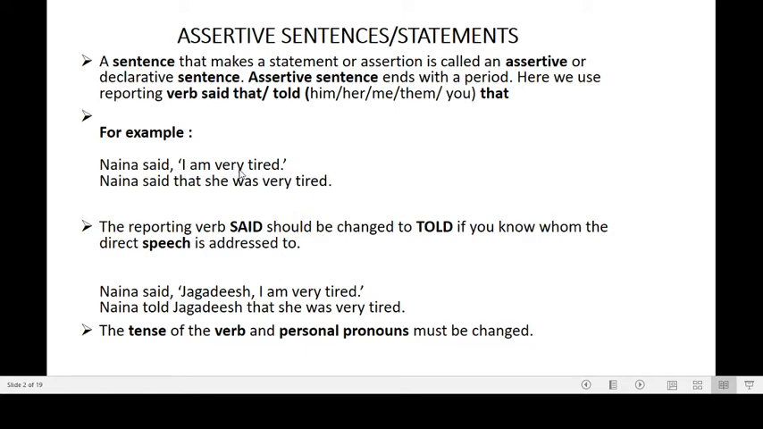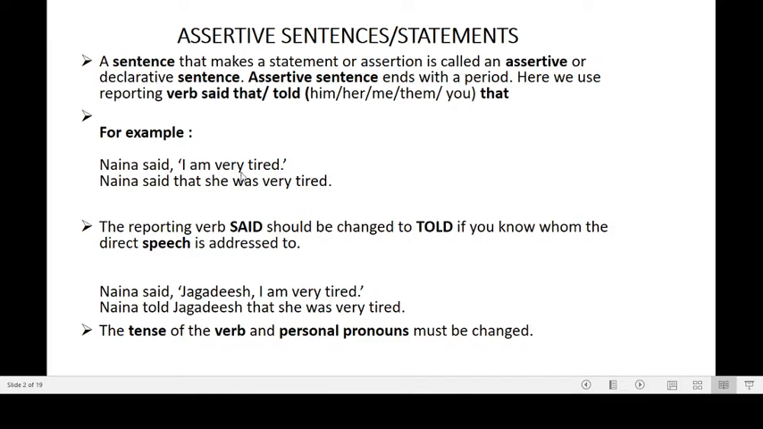And you should understand that this is an assertive sentence. So after understanding that this is an assertive sentence, you have to use the reporting verb said that here. See, Naina said that she was very tired. So here the pronoun I is changed into she and am is changed into was. So simple present tense is changed into simple past tense.